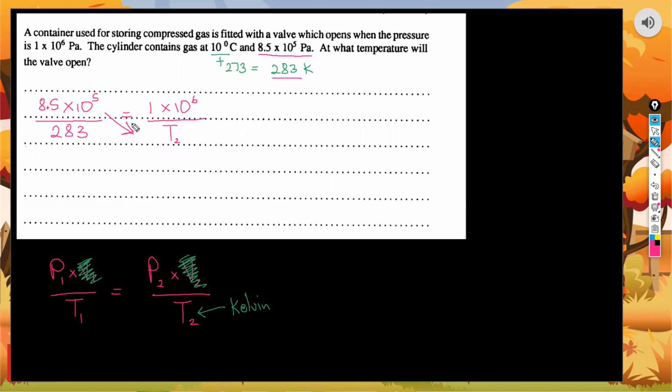So let's just quickly cross multiply. You'll get 8.5 multiplied by 10 to the power 5. And let's multiply these two. I need my calculator. Right. And we get 283 and how many zeros? 1, 2, 3, 4, 5, 6. Right. So we throw across the multiply and we get what? A divide. Right. Hopefully you'll get a small-ish answer here.